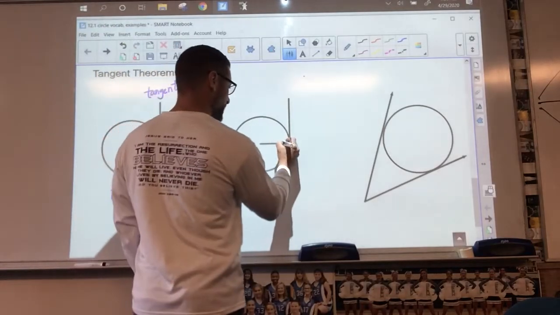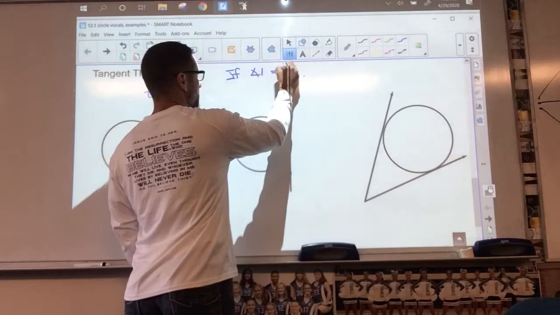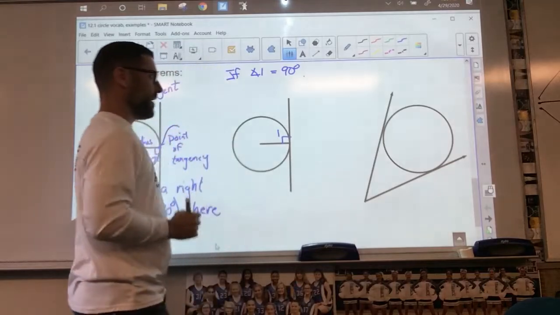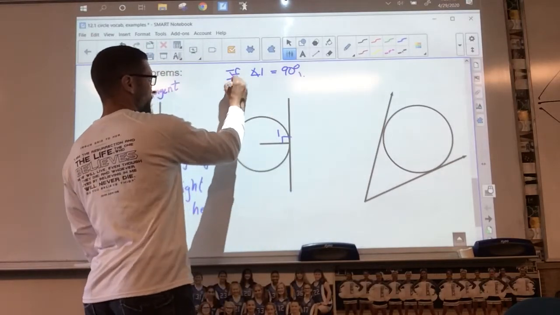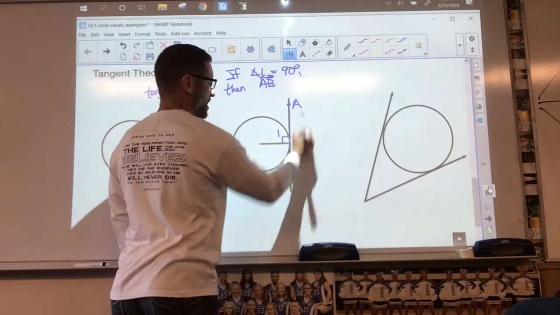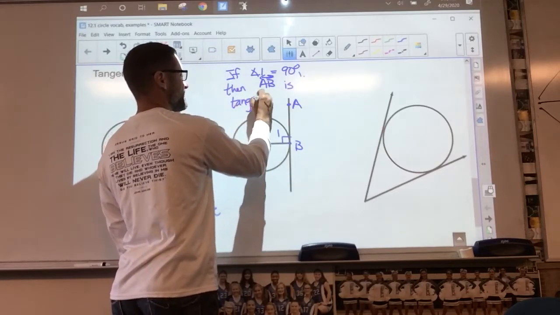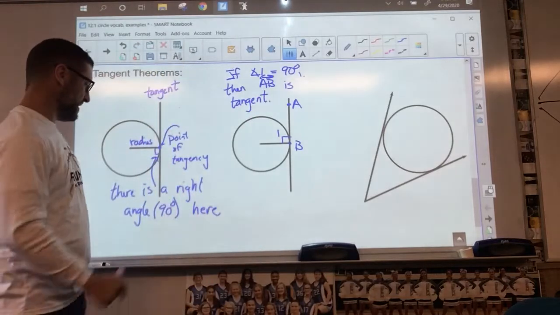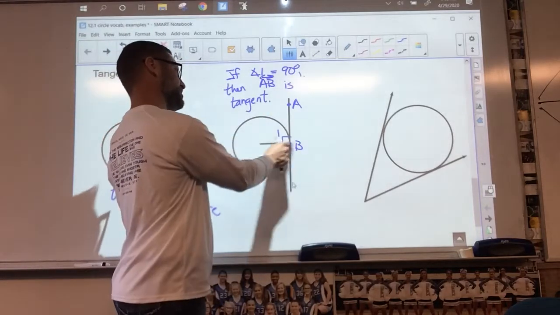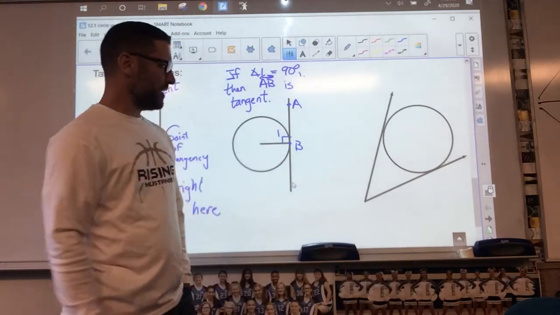And it says this: if there's a right angle, if angle 1 is 90 degrees, so if that's angle, we'll put an angle 1 here, just put a little 1 right in there. If angle 1 is equal to 90 degrees, then AB is tangent. Really the same piece of information. This one says if tangent and radius then right angle. This one says if right angle then tangent and radius. So it's the exact same thing in different order. But it's really important that you know that there's a right angle there.